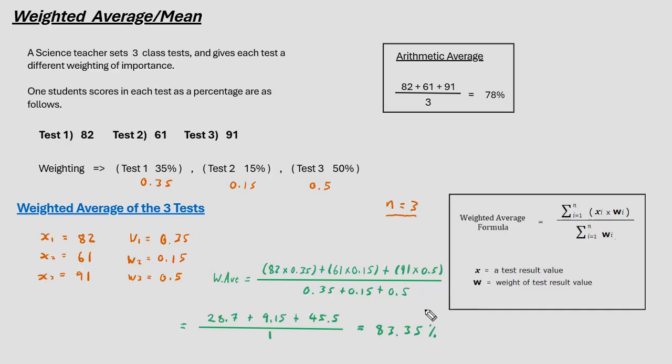So it turns out in this example with this student's test results that the weighted average is actually higher than the arithmetic average. And this is likely because they did very well on the third test, which had comfortably the heaviest weighting of importance of all three tests, being 50%. So this is how we can approach working out a weighted average when we are required to do so.